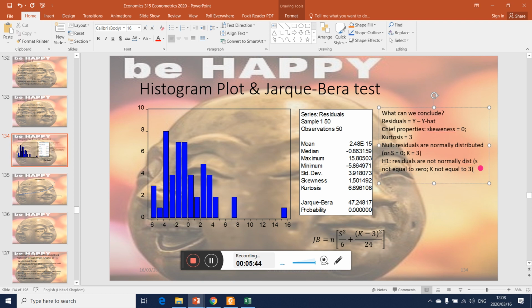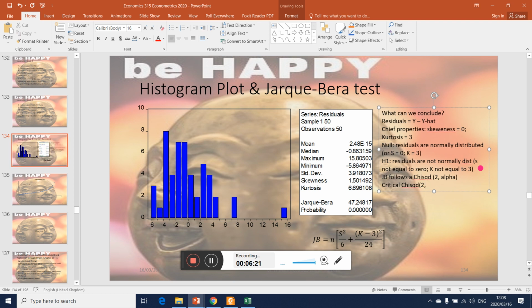Right, so these are the two hypotheses you must state, the null and the alternative. Now obviously you have to find the critical values. Now the JB itself follows a chi-squared distribution with 2 degrees of freedom and some chosen alpha at which you want to carry out the test. Now, so you must find the critical chi-squared 2.